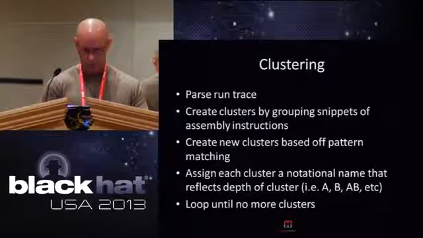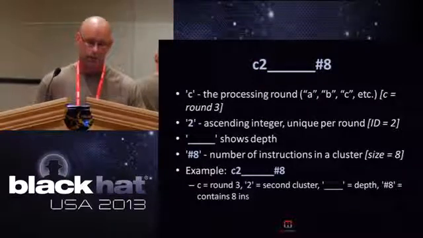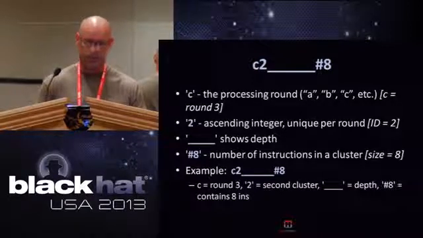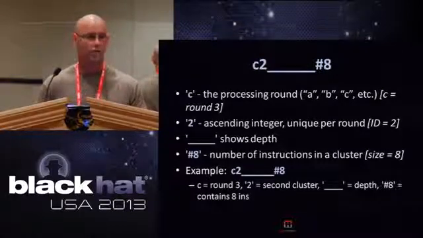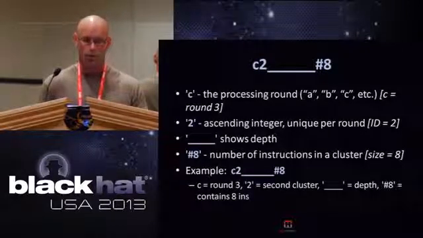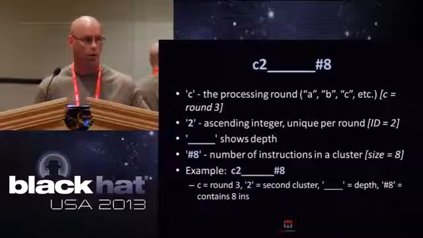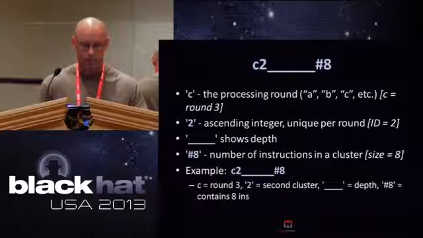Okay, and I already kind of walked you through clustering. So again, if you pull down the source code and start playing with this, here's the nomenclature. There might be a better way of doing it, but this is what made sense to me at the time. I use the alphabet to represent the round of clustering. So in this case, I'm on the third round, that's C. 2 is just a unique identifier, so you're going to have C, 1, 2, 3, 4, 5, all the way up until we run out. We're not going to run out of numbers, though.